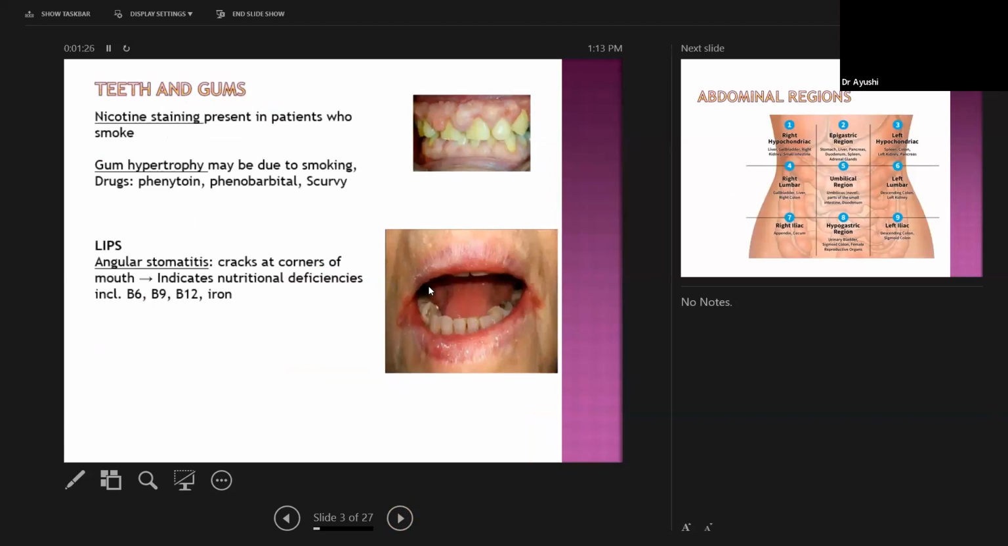Then in teeth and gums, nicotine staining is present in patients who smoke. Gum hypertrophy may be present due to smoking, and is also an adverse drug reaction of phenytoin, phenobarbital, and scurvy. In lips, as in the diagram, we can see the angular stomatitis, that is cracks at the corner of mouth. It indicates some nutritional deficiencies, which include B6, B9, B12, and iron.